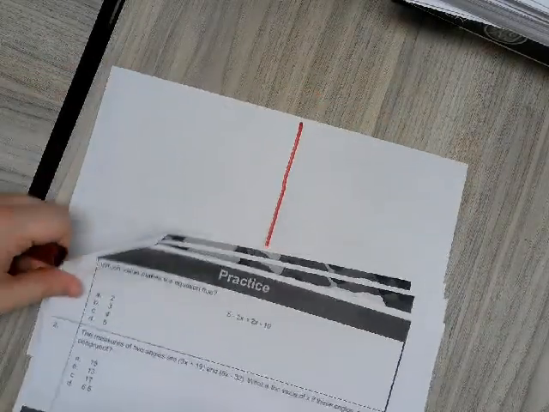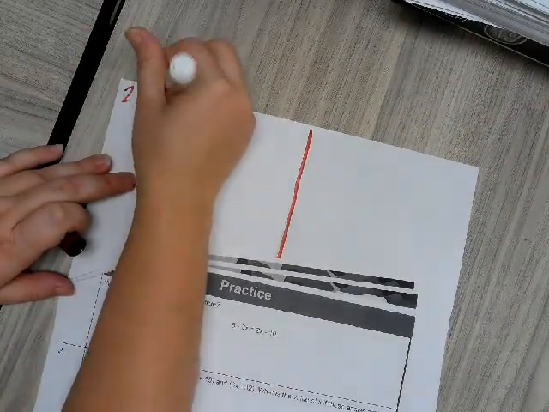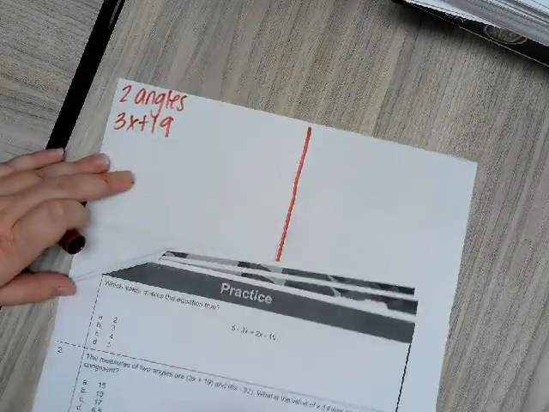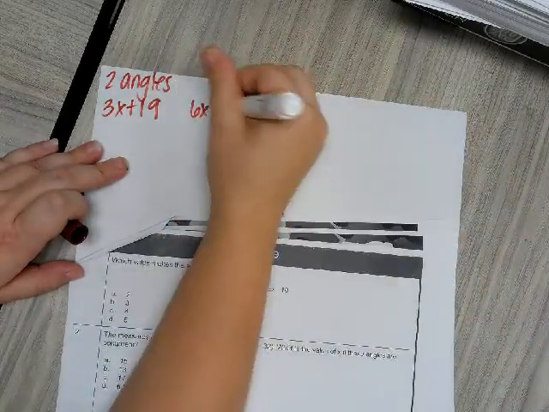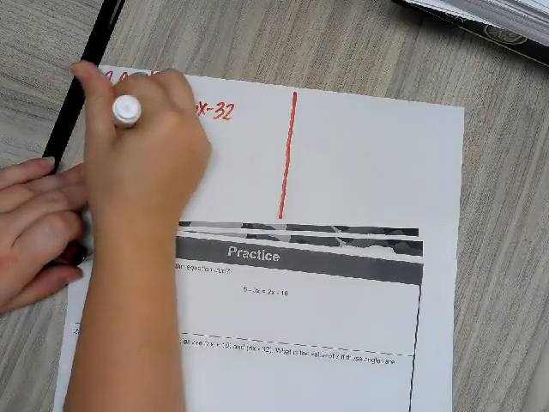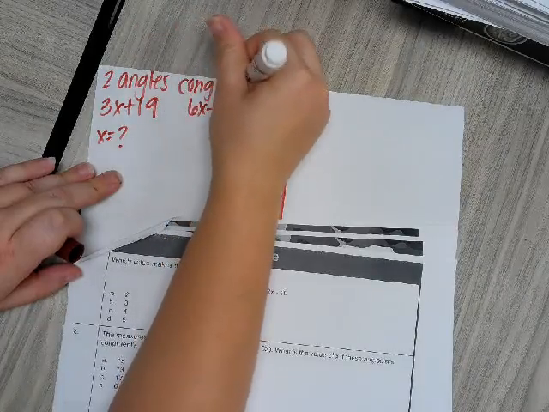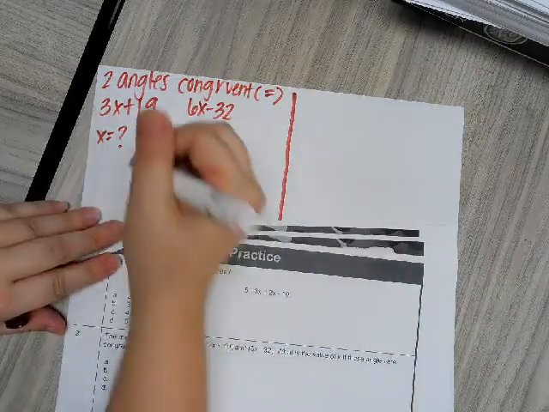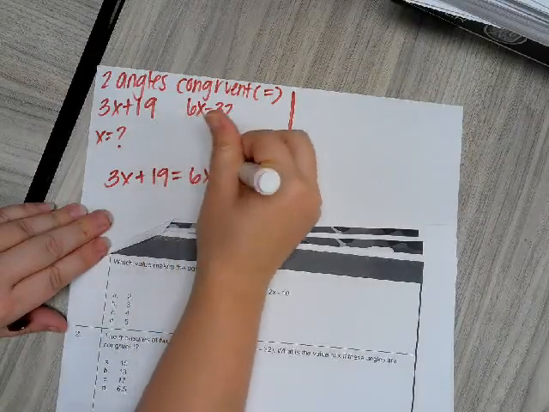Okay, the measure of two angles, so we have two angles. One of them is 3x plus 19. The other one is 6x minus 32. What is the value of x? So they want to know what x is if these are congruent. Remember, congruent means equal. So if I was to write my equation, that should be 3x plus 19 equals 6x minus 32.